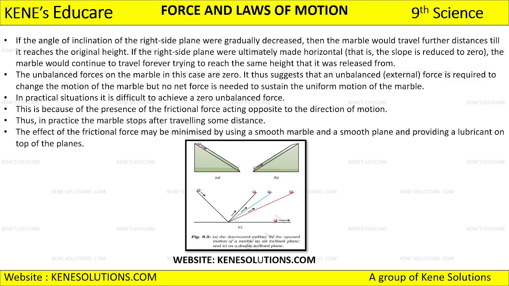In practical situations, it is difficult to achieve a zero unbalanced force. Practically, it's very difficult to achieve a zero unbalanced force, and that is because of the presence of frictional force, which acts opposite to the direction of the motion. Why is it so? Why is it difficult to achieve a zero unbalanced force?